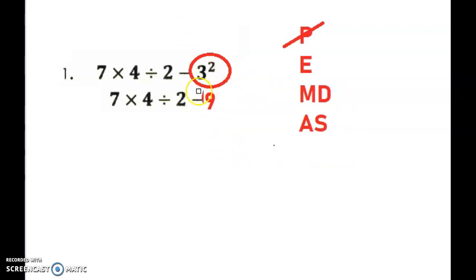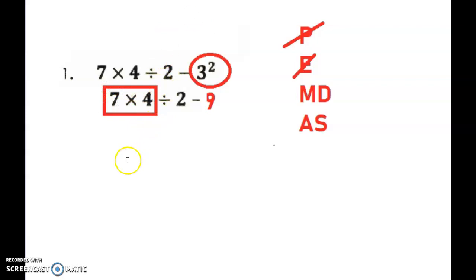There we go. So let's try to make it a little more clear here. Now I'm done with that step, and I'm going to go on to my next one. Do I have any more exponents? No. So I'm done with this step. Now I'm going to do multiplication or division from left to right. Do I have any multiplication or division? I have multiplication here and division here. So which one comes first? The one that's left to right, which means it's this one.